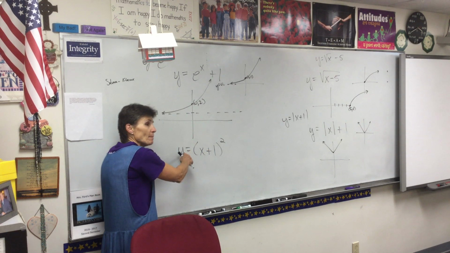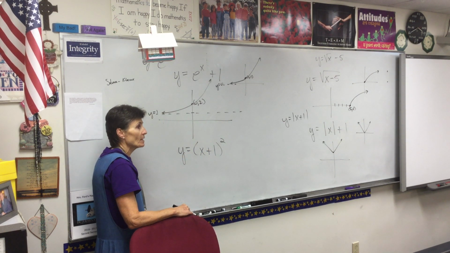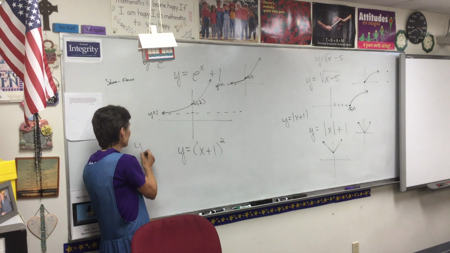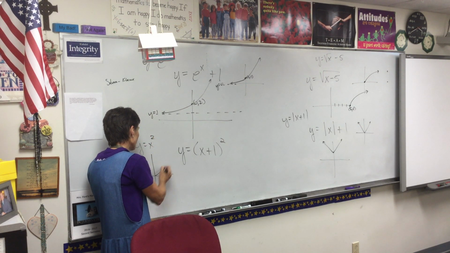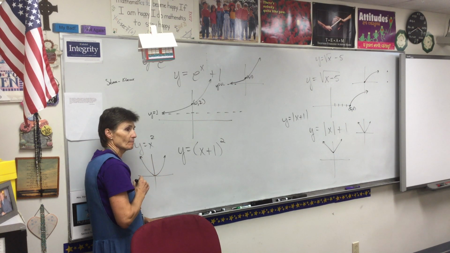Okay, then we've got this one right here. All right, so what shape is that going to be, do you think? Parabola. It's got to be a parabola. Why is it a parabola? Because it's a version of squaring, right? So the normal squaring looks like this.